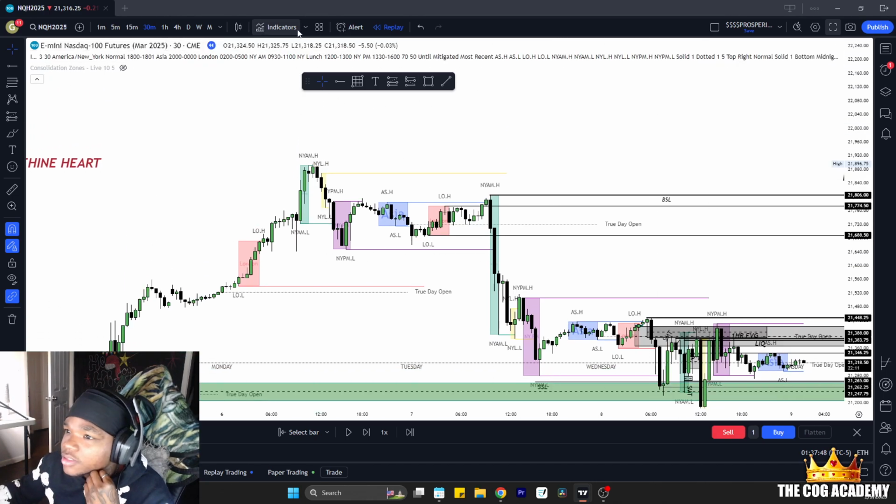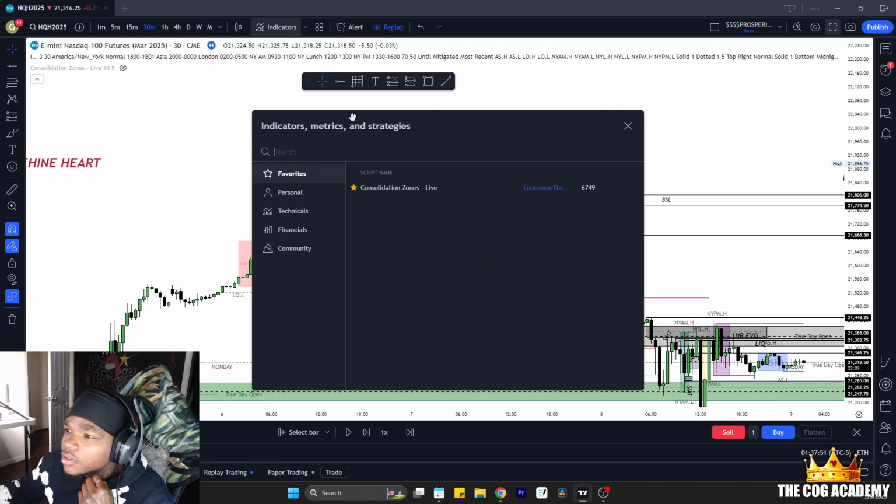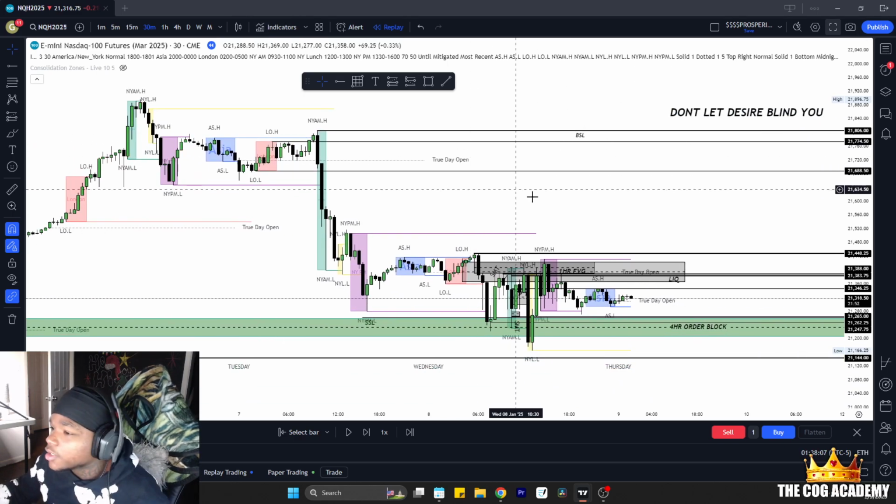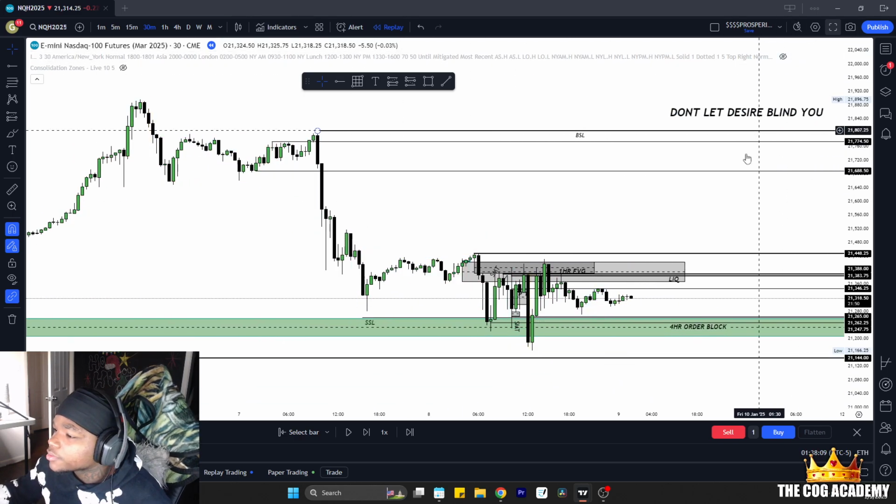This indicator is called, is it constellation zones? Nah, I think you type in ICT and it's the kill zones, and you'll see everything. Type in ICT kill zones and you'll see it right here. So yeah, all right, let's get right into it.